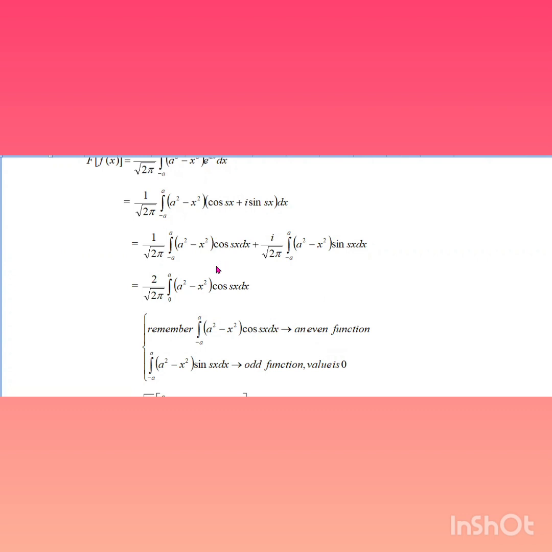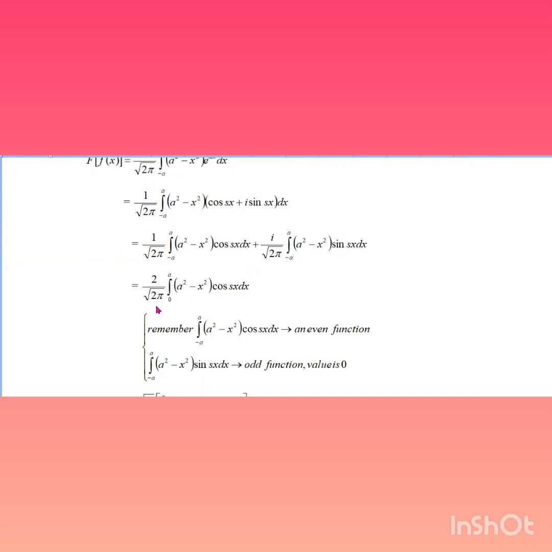So here the product of even function and even function is even function. So 1 divided by root 2 pi integral over minus a to plus a, a square minus x square cos sx dx. The second integral is 0. So here the integral over the limit minus a to plus a can be written as 2 into integral over the limit 0 to a.